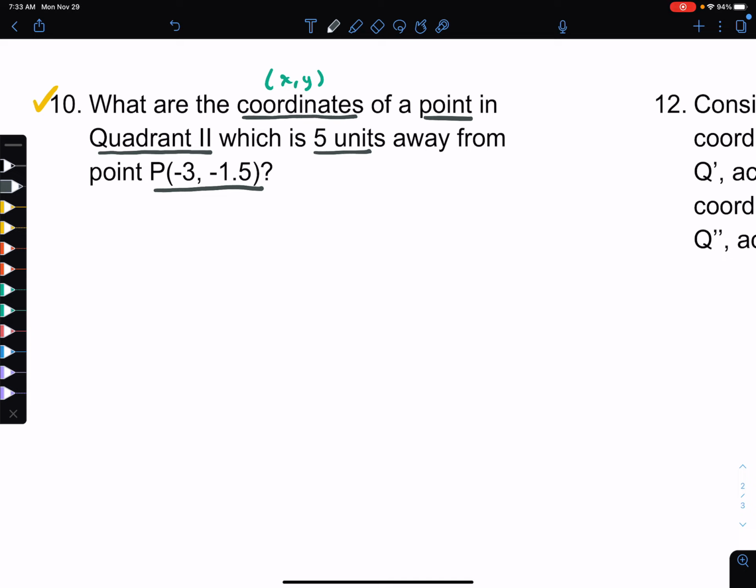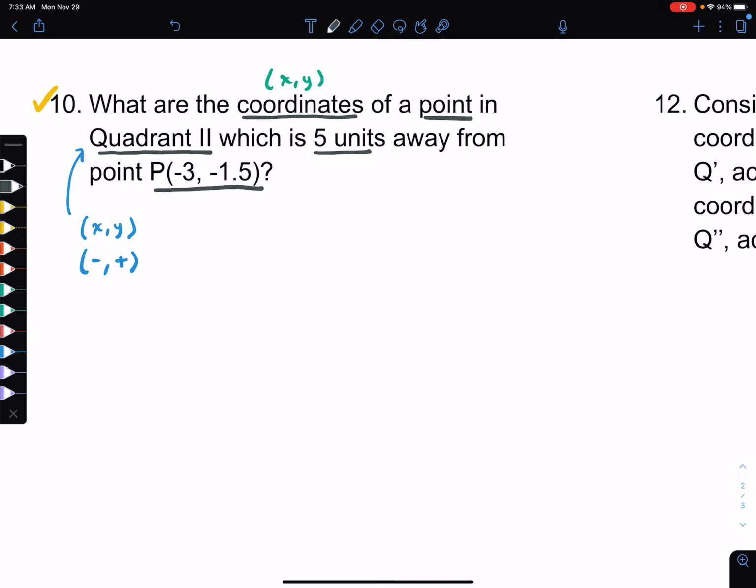So let's see, it has to be in quadrant 2. So let's think about this. In quadrant 2, what kind of points do we have? In quadrant 2, for the x comma y, it always has to go to the left, which is negative, then it has to go up, which is positive. So it has to have a negative x value and then a positive y value.